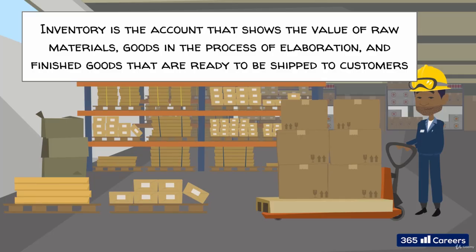Raw materials are the basic components we need to create the product, and work-in-progress goods are products that have gone through a few stages of elaboration but are not ready to be shipped to customers and still need processing.